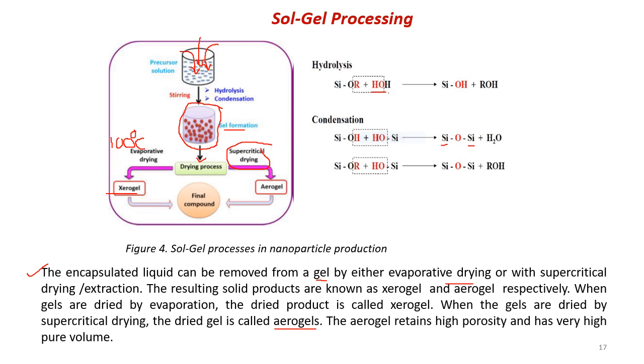Xerogels will be the final compound, but they are not in the purest form. So if you want the nanoparticles in their purest form with the highest porosity, in a pure volume, what do we have to do? We have to subject this to supercritical drying temperatures, that is above 100 degrees centigrade. Then we get the final compound in a pure form. So this is a typical process of preparing nanoparticles using the sol-gel method.